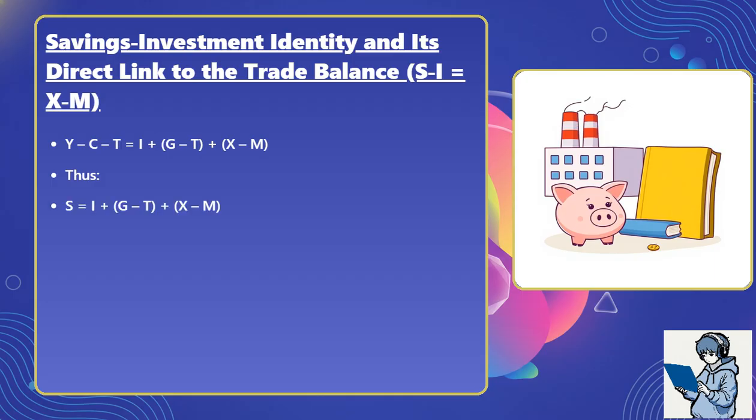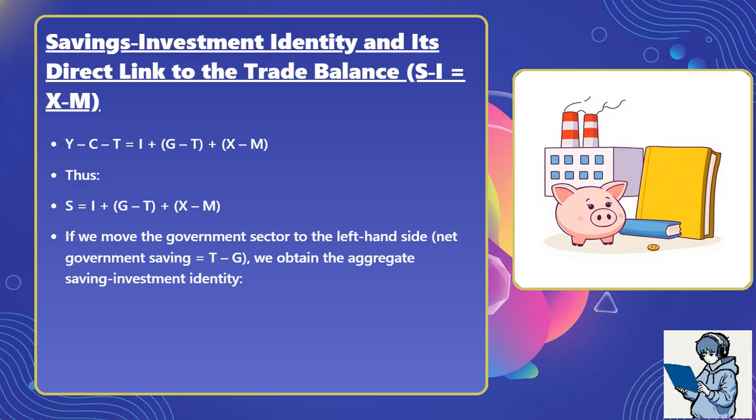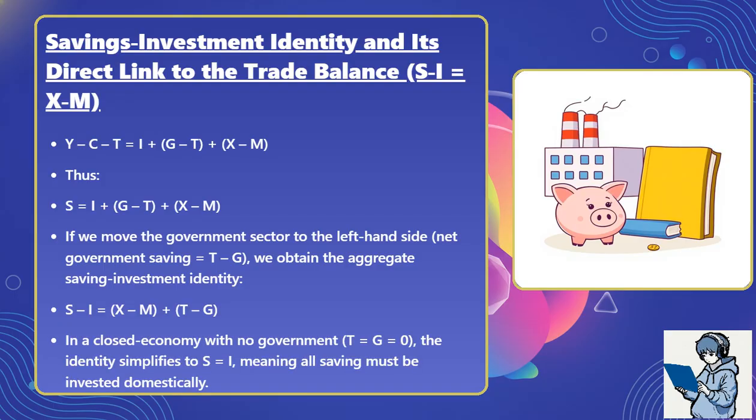Thus, S equals I plus G minus T plus X minus M. If we move the government sector to the left-hand side, net government saving equals T minus G, we obtain the aggregate savings investment identity. S minus I equals X minus M plus T minus G. In a closed economy with no government, T equals G equals 0, the identity simplifies to S equals I, meaning all saving must be invested domestically.